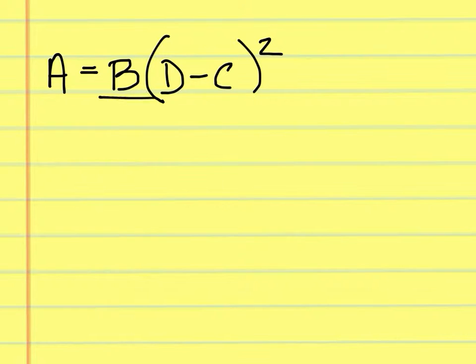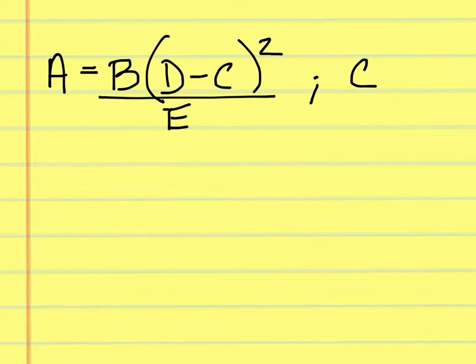Here is a formula. It is A equals B times the quantity squared of D minus C, and underneath all of that you have an E. You must solve for C. C is the chosen variable and you must solve for it.